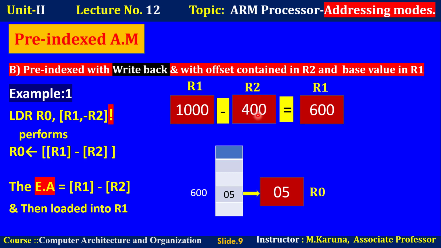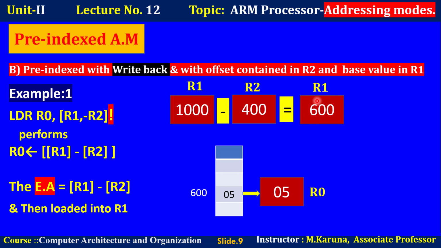So here 400 is subtracted from 1000 because the sign is negative. Then we get the address 600. That address will again be placed in R1. That means 600 is written back into R1. That's why this is known as write back.